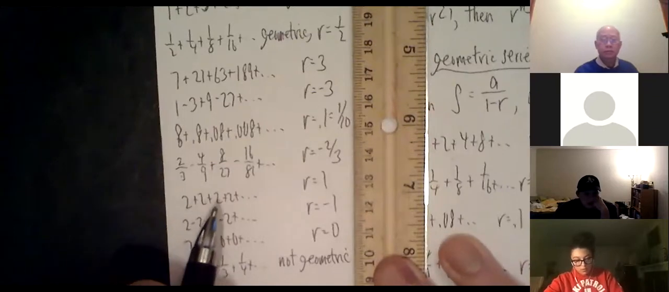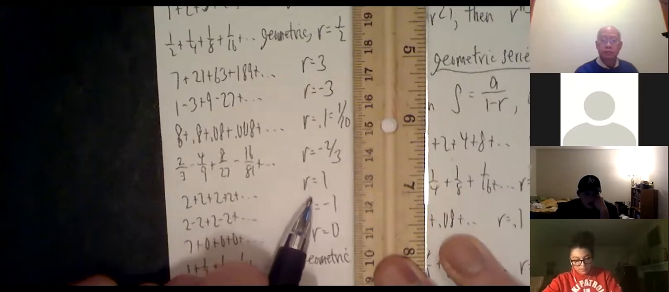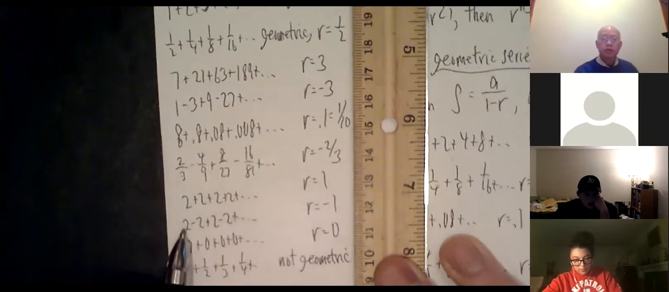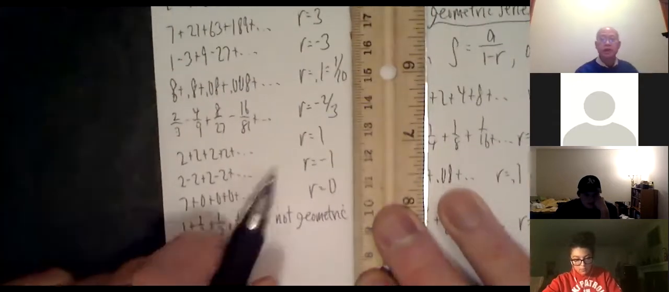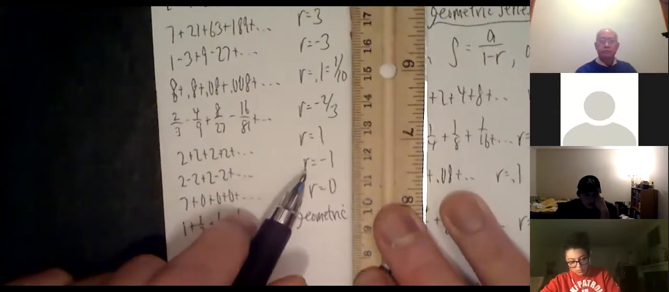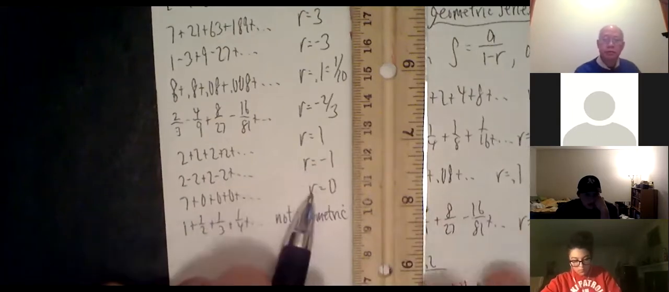2 plus 2 plus 2, and so on, that's geometric where the common ratio is 1. 2 minus 2 plus 2 minus 2, the common ratio is -1. Here's one: 7 plus 0 plus 0 plus 0. The common ratio is 0.